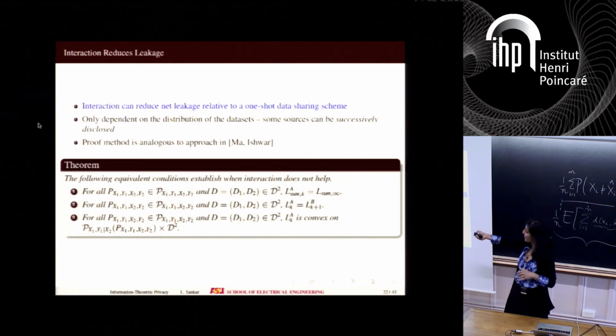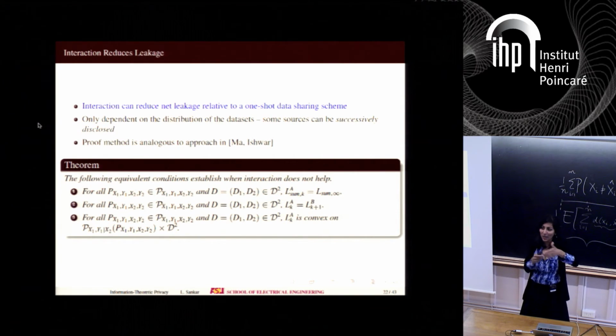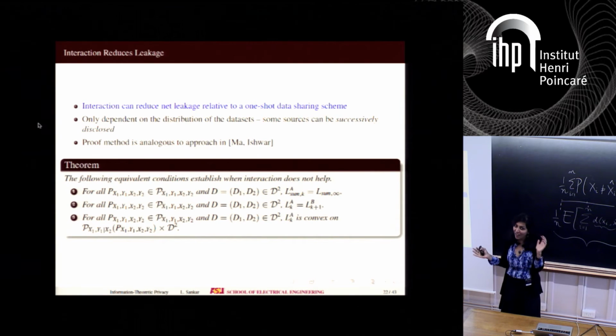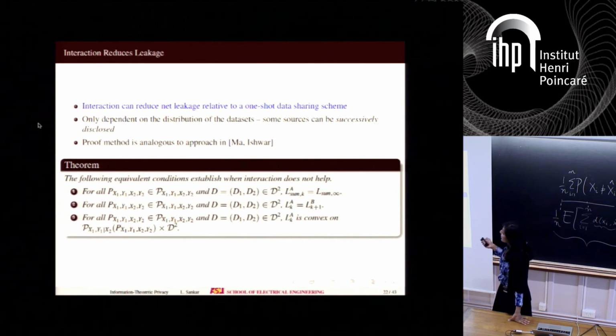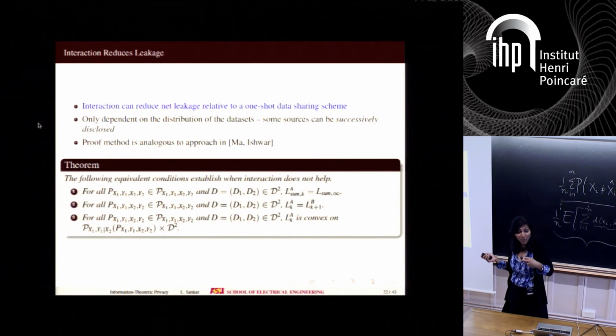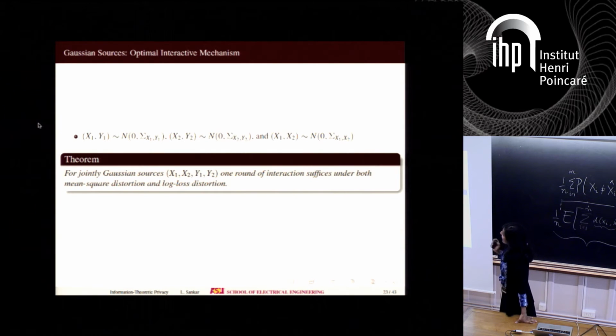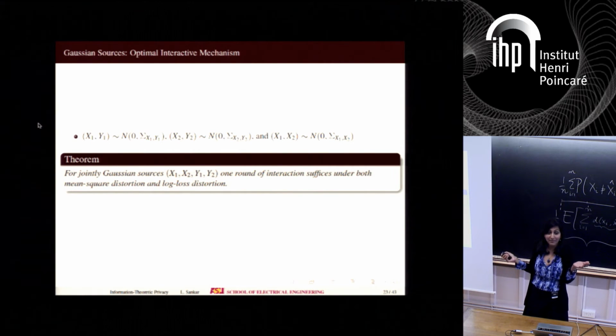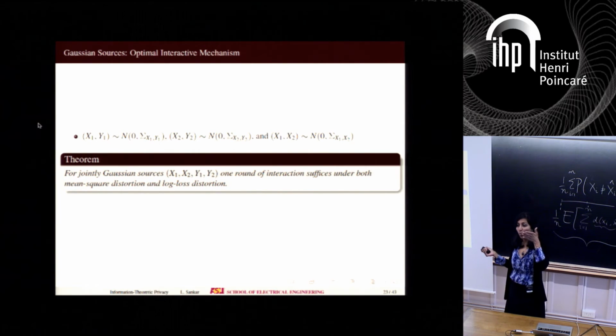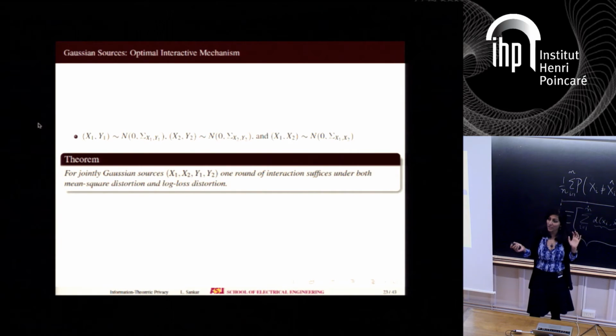Effectively, what you take away from it is you can compute these sums for any number of rounds, and if these sums converge very quickly, or it converges the first time itself, or if 2 rounds have the same sum, then you're done. You do not have any more leakage. One shot is enough. The point I want you to take away is that you could do better in multiple queries than in one query. It turns out if you had Gaussian sources and a mean square distortion, or log loss distortion, then one shot is sufficient. You can do no better by sharing multiple times.